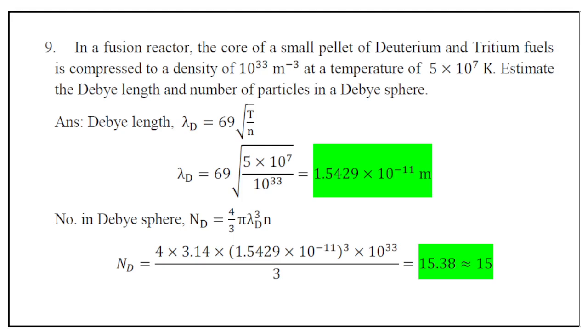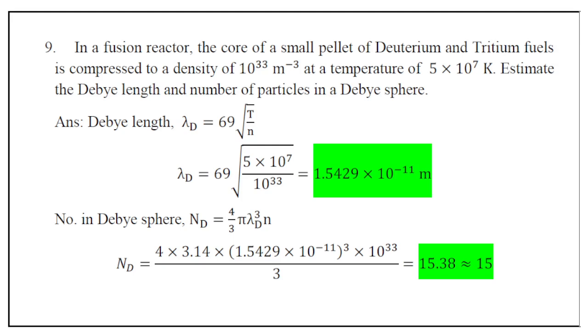So here the fusion reactor contains a pellet of deuterium and tritium. Deuterium and tritium, both of them are ionized. They are isotopes of hydrogen, so they are heavy compared to the electrons. So even though deuterium and tritium fuels are there, there will be an equal number of negative electrons. Electrons are more mobile and electrons are responsible for the plasma behavior, so we have to consider only the electrons. Deuterium and tritium can be assumed to be at rest.